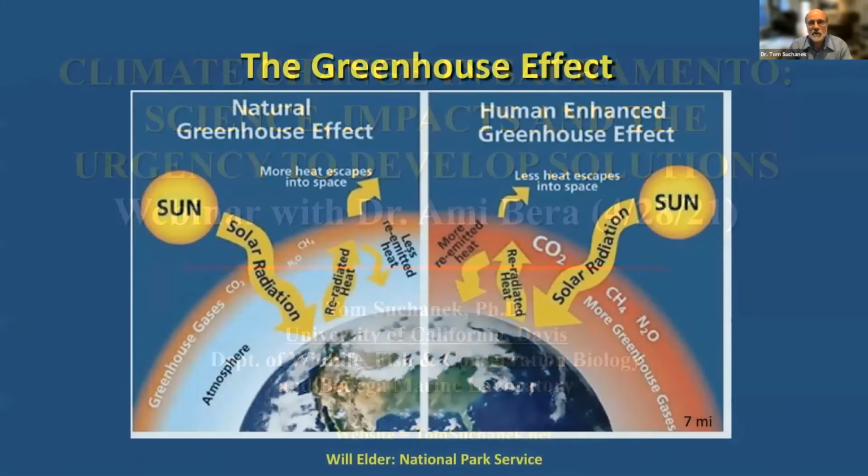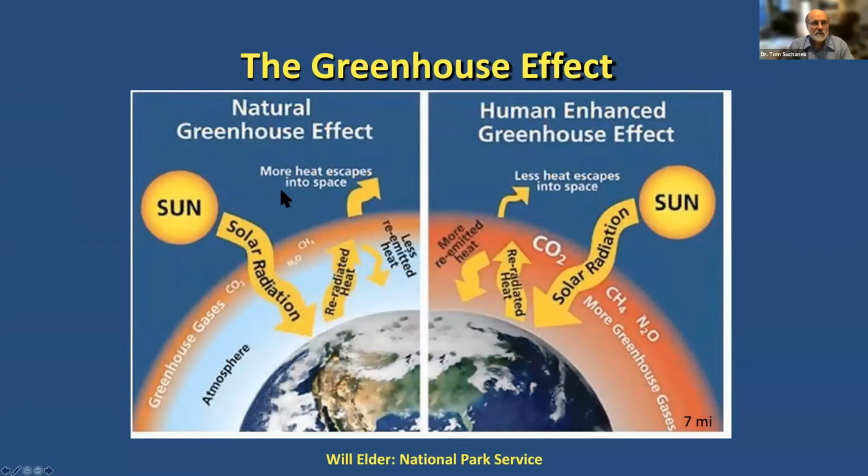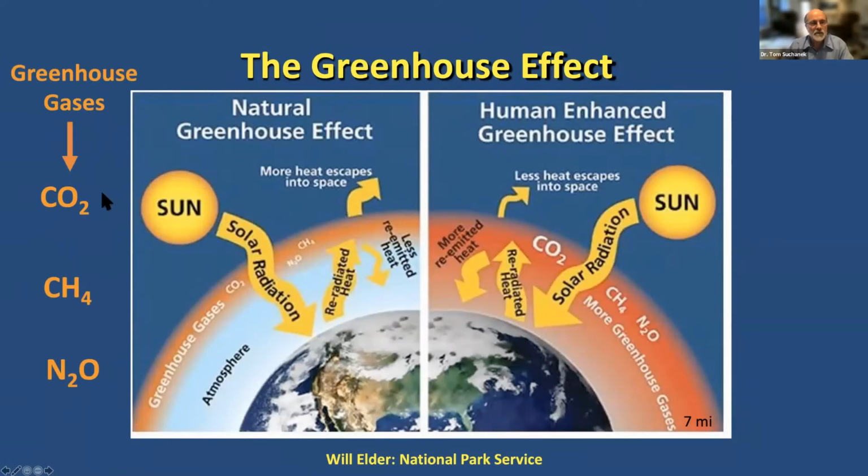And the basics are the greenhouse effect. Here is the natural greenhouse effect on the left and the human-enhanced greenhouse effect on the right. The sun beats down on the earth. Some of that heat is absorbed by the earth. Some of it's reflected back out into space. However, because of some of these greenhouse gases, carbon dioxide, methane, and nitrous oxide, that puts a little warm blanket over the earth of heat-trapping gases. Without those gases, our planet would be ice, basically. But it's not. We really rely on some of those gases, but not too much.